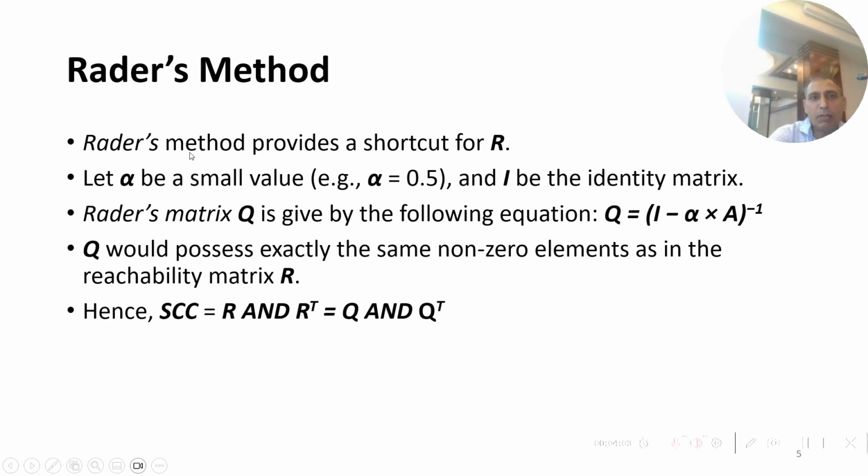Radar's method. Radar's method provides a shortcut for R. Let alpha be a small value, e.g. alpha equal to 0.5, and I be the identity matrix. Radar's matrix Q is given by the following equation: Q is equal to the inverse of the identity matrix minus alpha times A, the adjacency matrix. Q would possess exactly the same non-zero elements as in the reachability matrix R. Hence, strongly connected components is equal to R times R transpose, which is equal to Q and Q transpose.